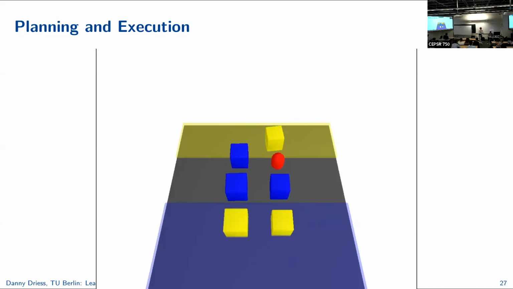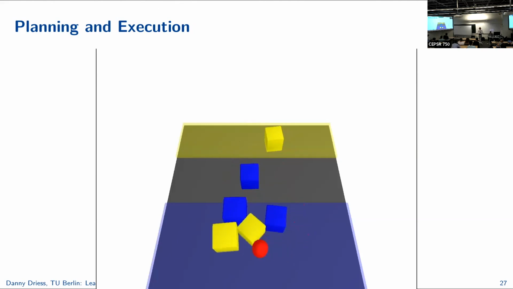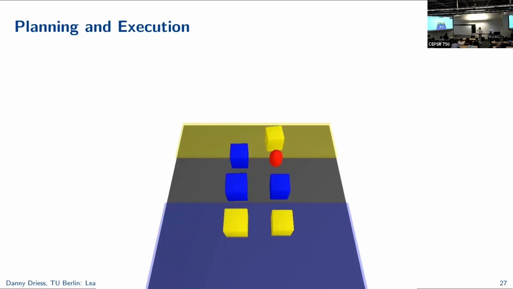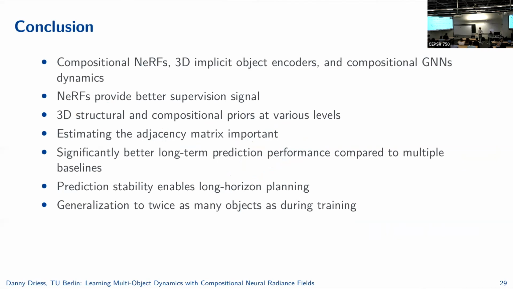And it also generalizes over different numbers of objects. Yeah. Here it's sometimes a little bit stupid, but able to recover. And what's cool is that sometimes, because it's planning in the joint space, it's moving multiple objects at the same time. Okay, I will skip that.